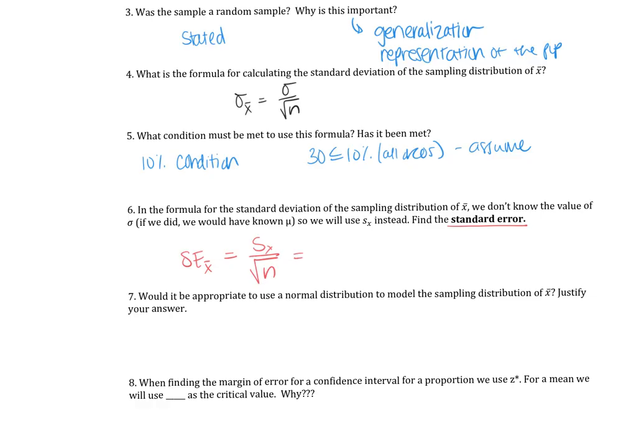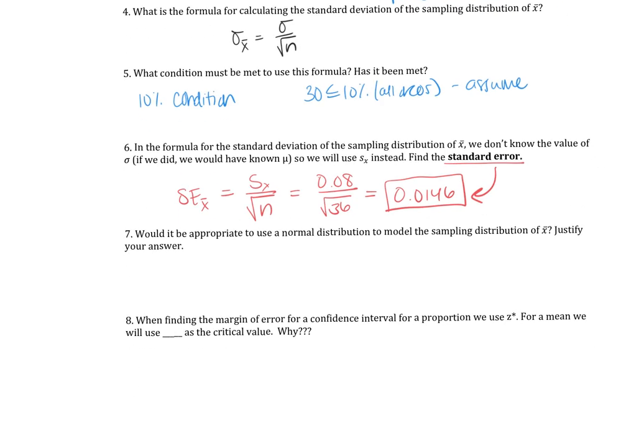So we're going to take 0.08 and put it over square root of 36 and get 0.0146. So that's our standard error that we're going to use for our confidence interval. All right, let's keep going.